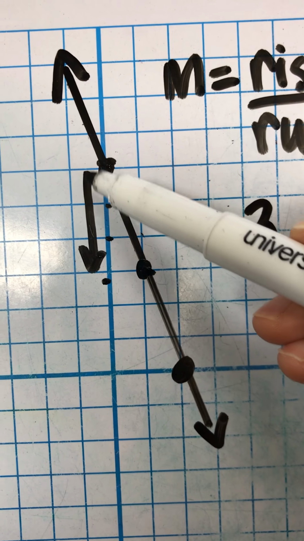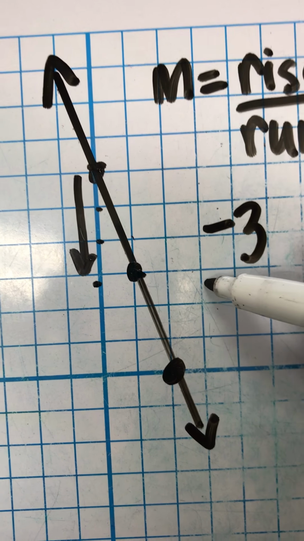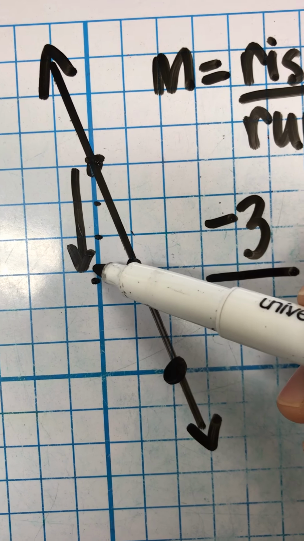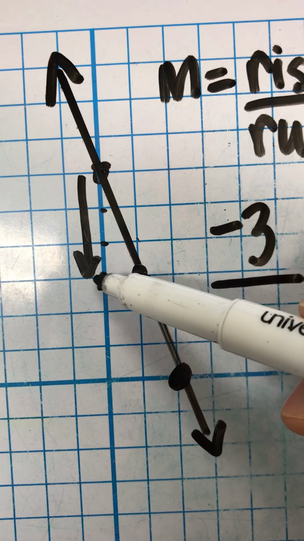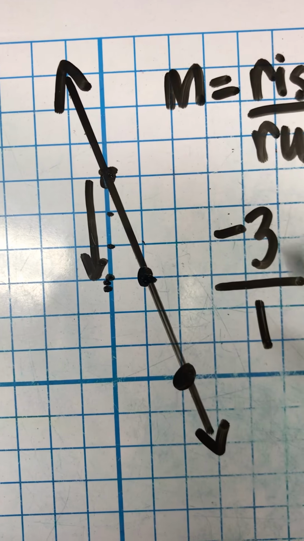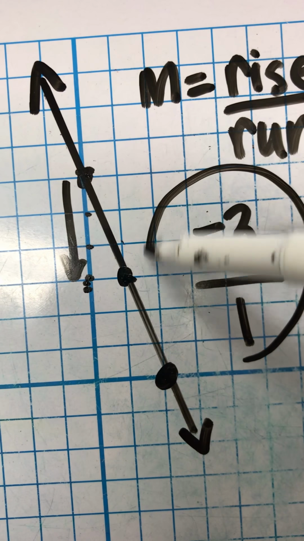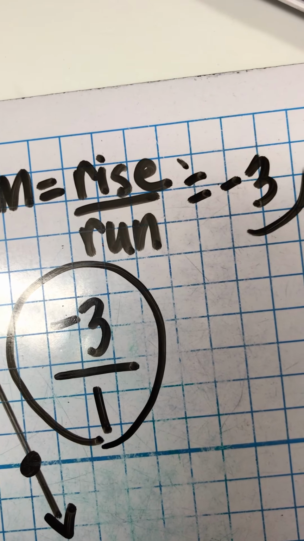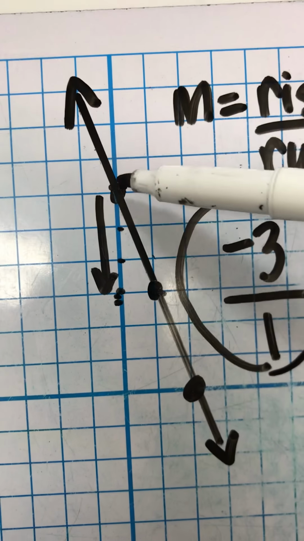My rise is actually a drop, so that's a negative sign, and I'm divided by my run. So for me, now I'm here, and now I go over 1 here, my change in x is a +1. The slope of this line is actually -3 over 1. You could actually just say that the slope is -3. So I can do that by just counting it out.